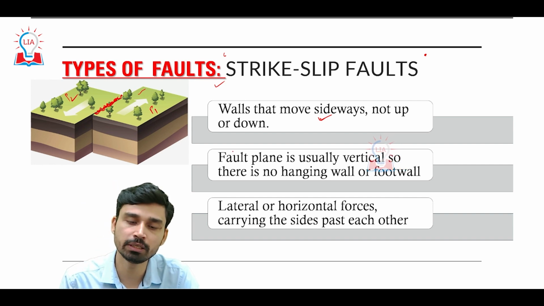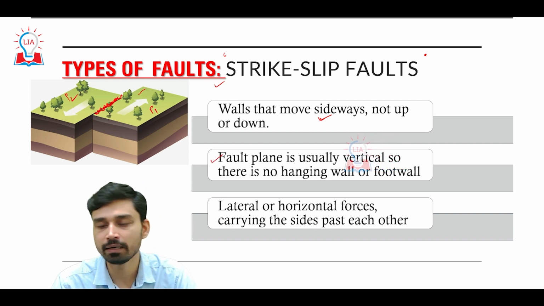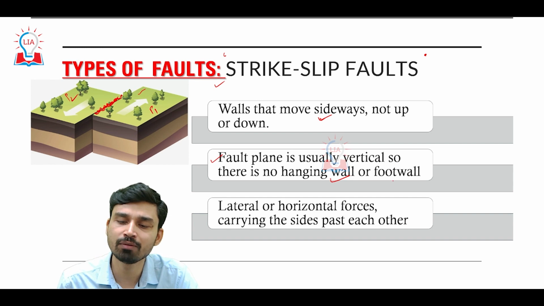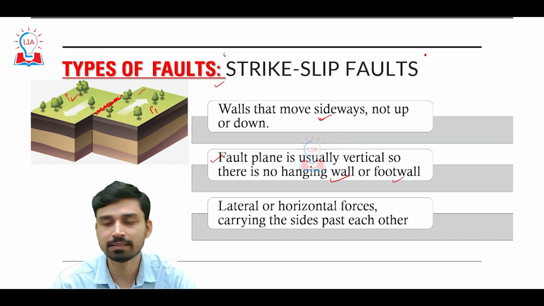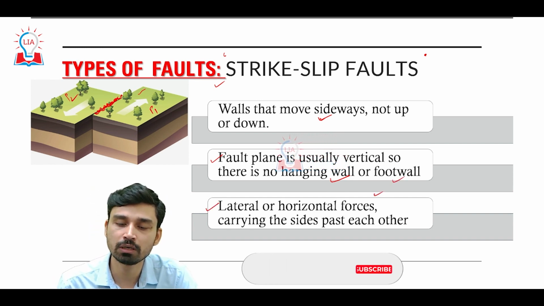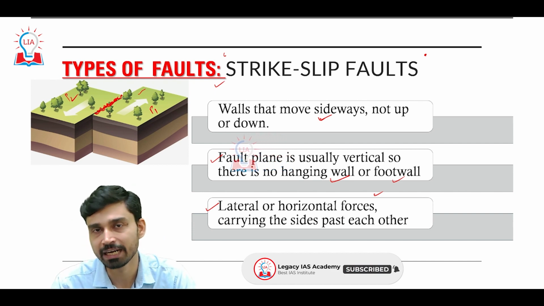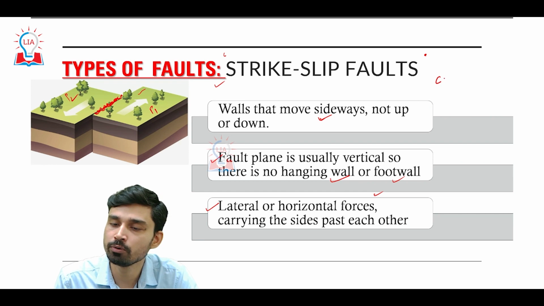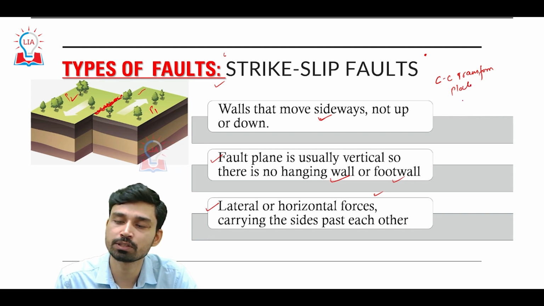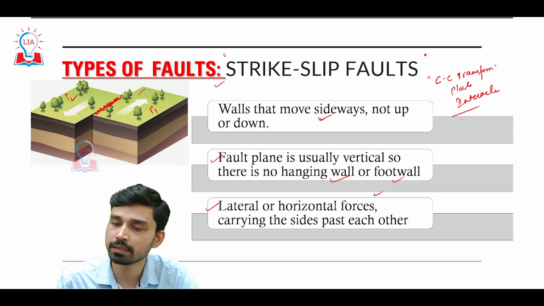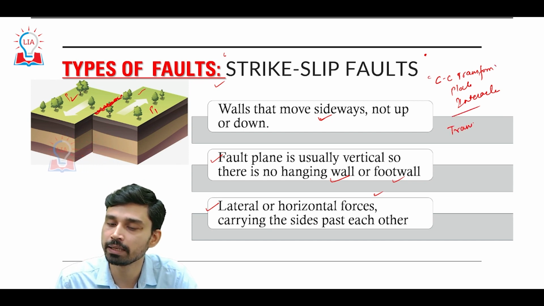In this case, if you actually look at it, the fault plane is usually vertical, so there is no hanging wall or footwall at all. And largely this happens due to the lateral horizontal forces which carry the two parts of the rocks or two parts of the plate sideways with respect to each other. And this is where you will see the continental transform plate interaction. That is where you have development of strike slip fault. Continental transform plate interaction, or also what we can call a transverse plate interaction.